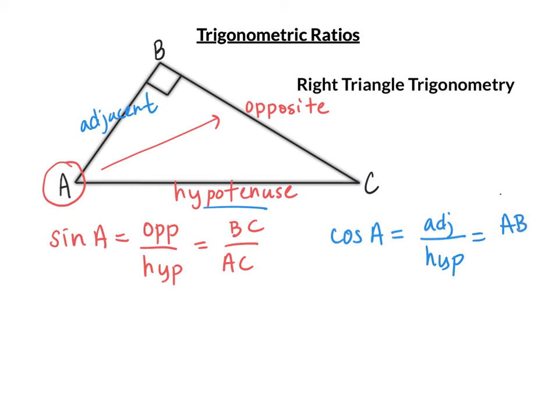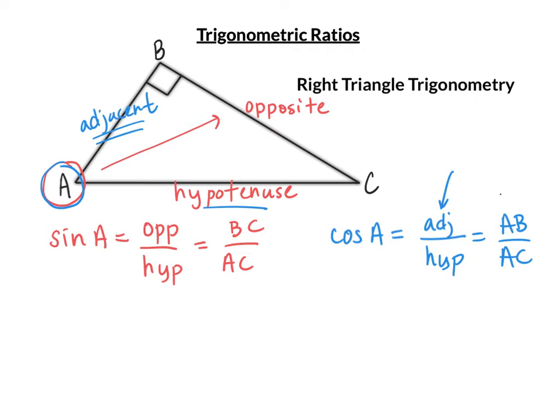Looking at angle A, remember, the adjacent means next to. The side next to is AB. The next to side can never be the hypotenuse, ever. So it's the adjacent, AB, over the hypotenuse, AC. The adjacent can never be the hypotenuse.